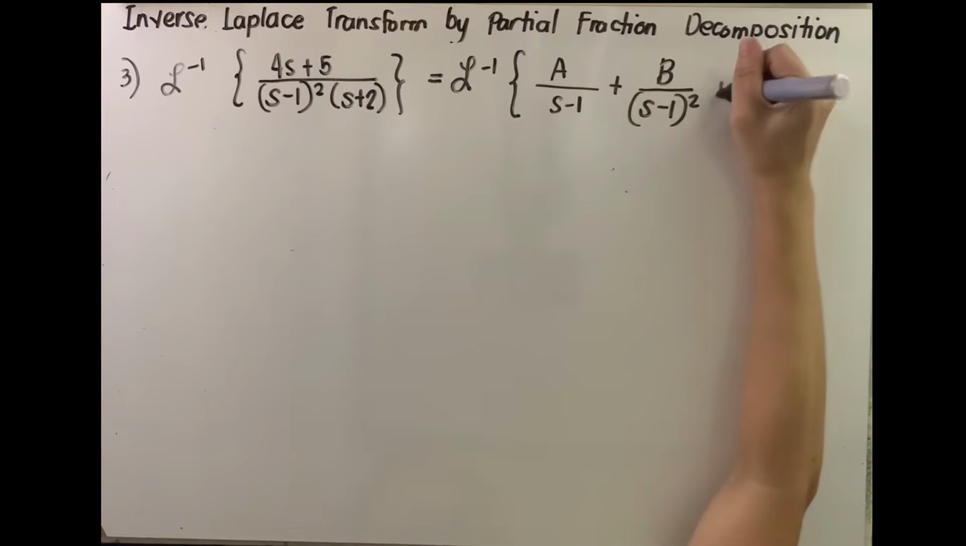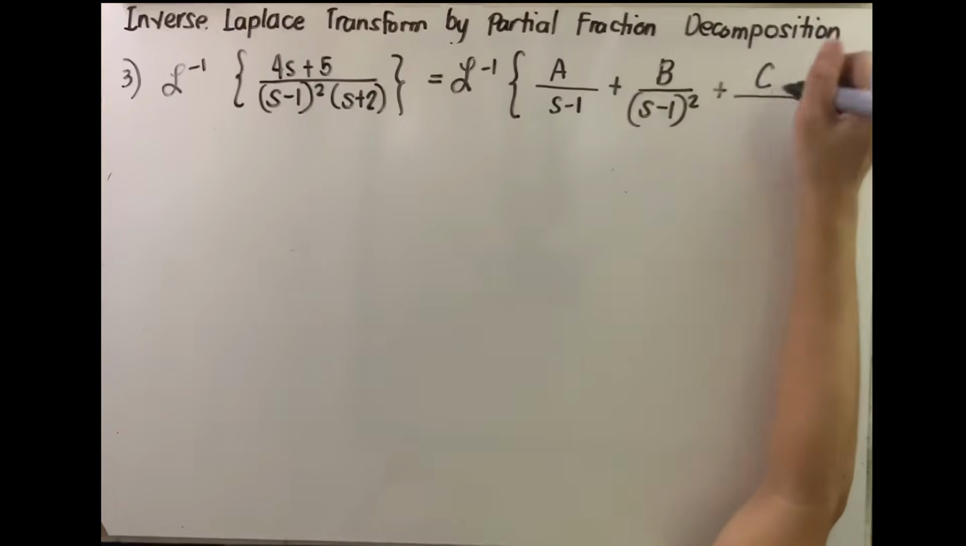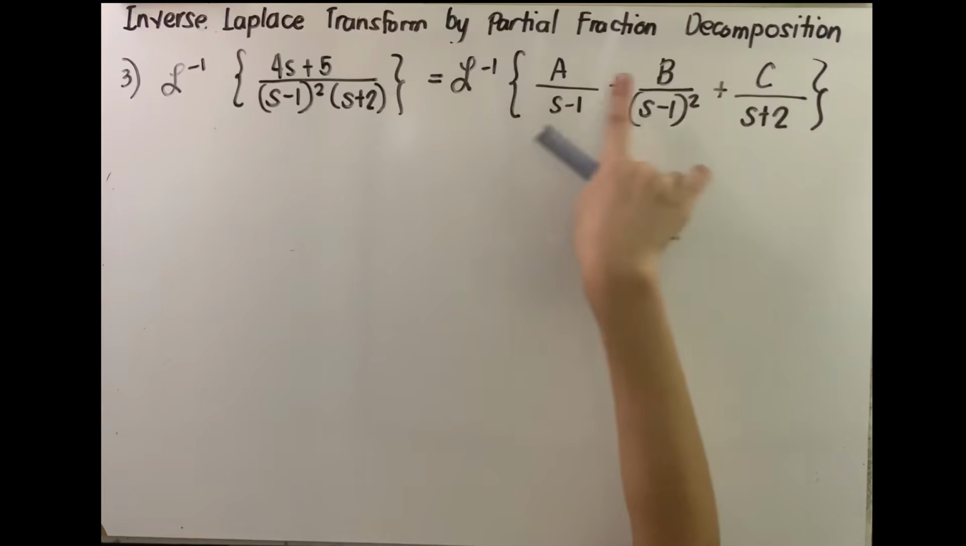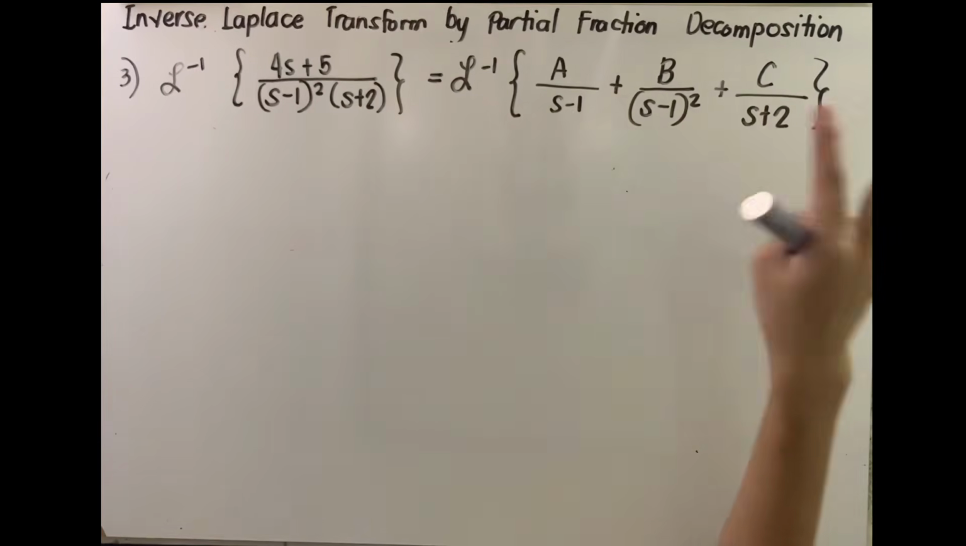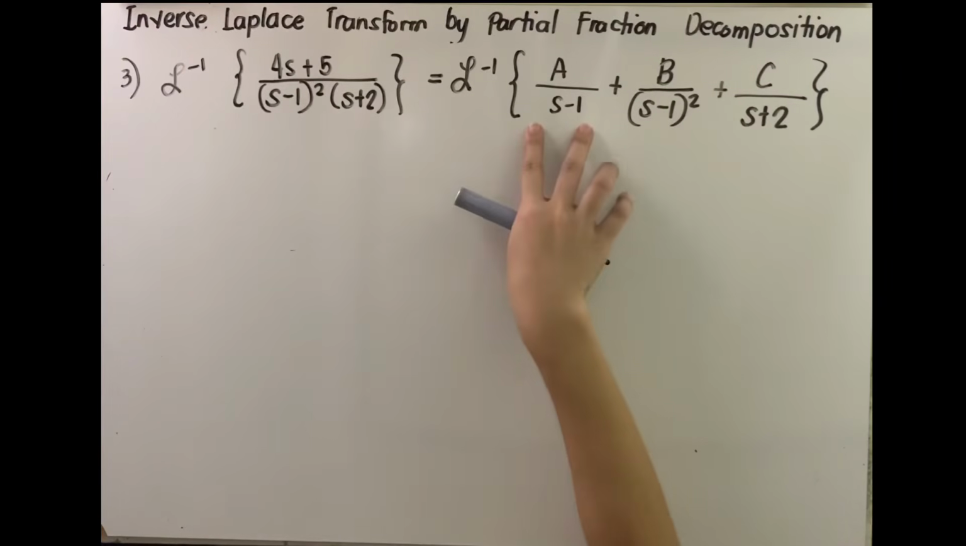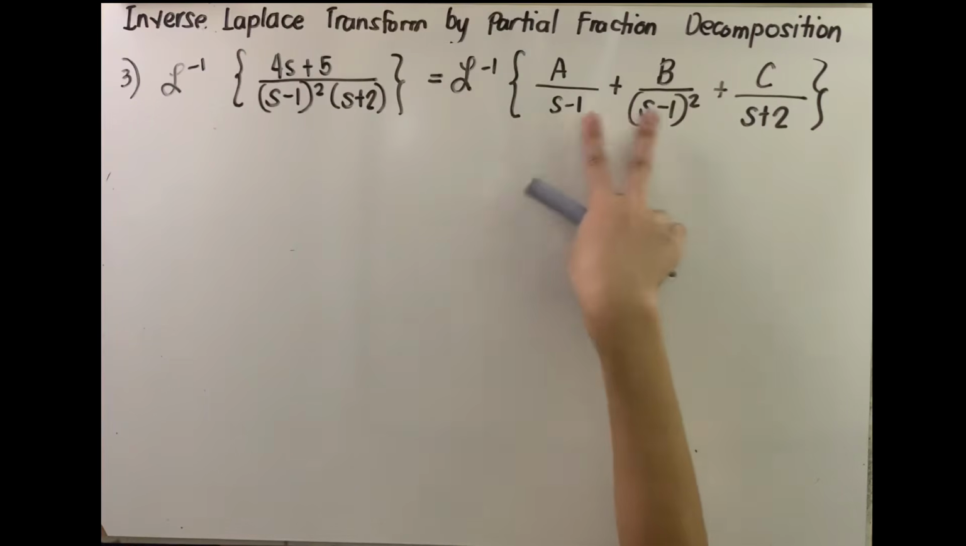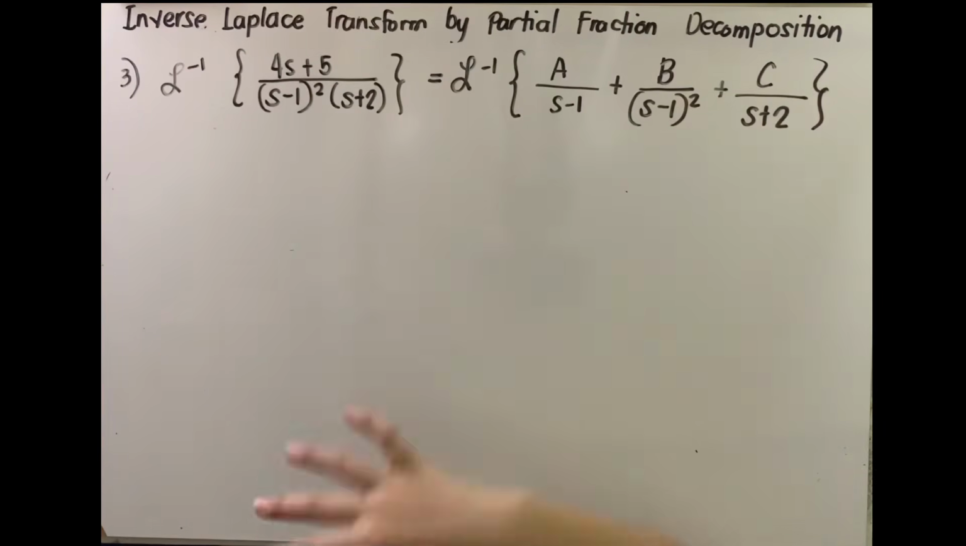So, we'll get an additional C all over S plus 2. So, ganun pa rin. Walang changes dun sa numerator. It's still A, B, C, etc. Ang nagkaroon lang ng changes yung denominator for the portion or for the part wherein repeated yung linear factor mo. And then after this, we'll proceed with the usual that we do.